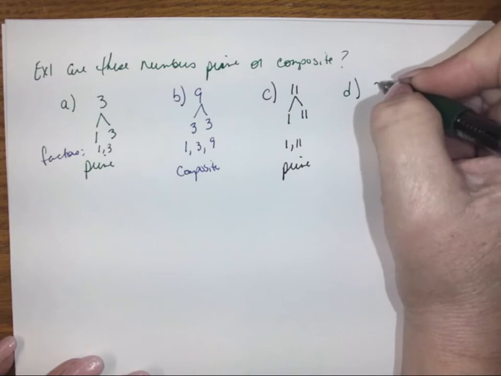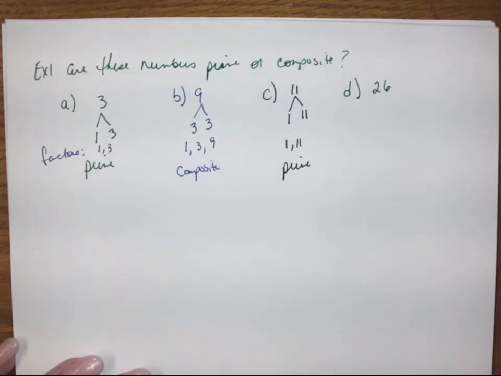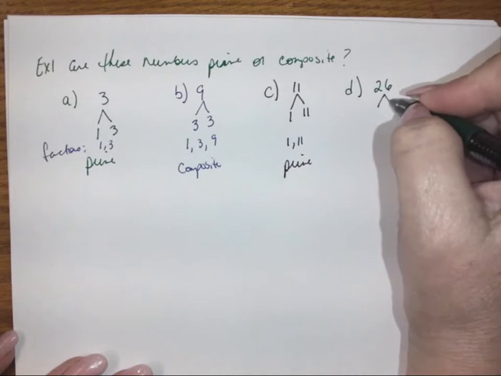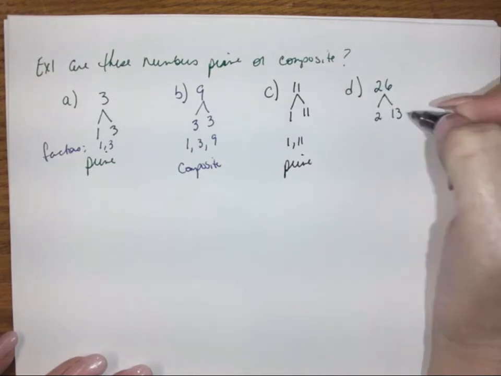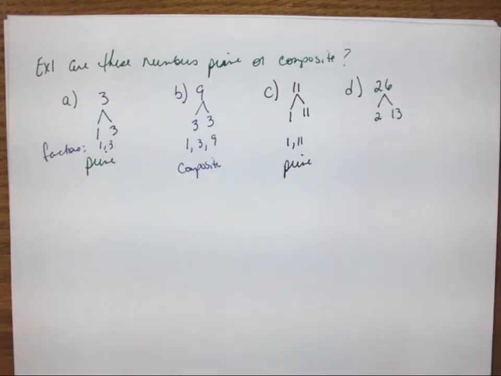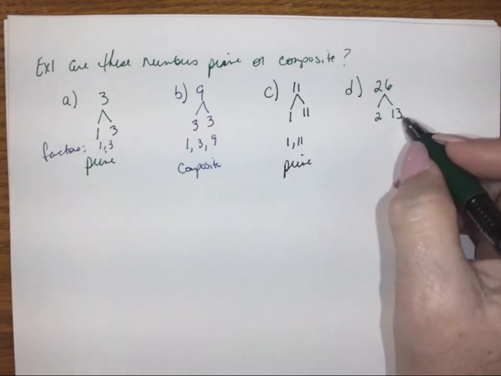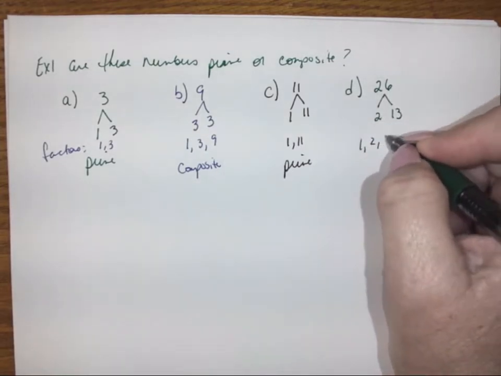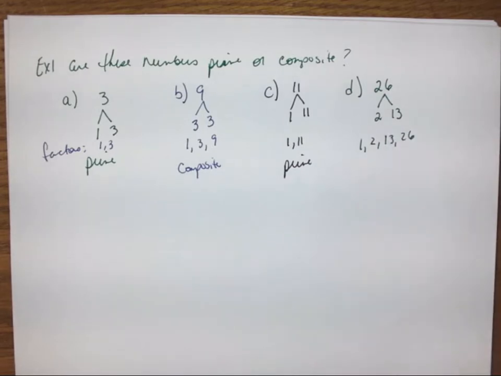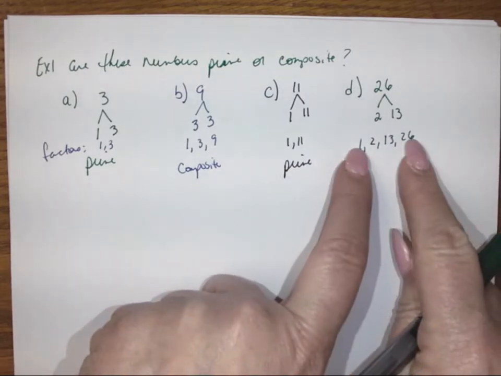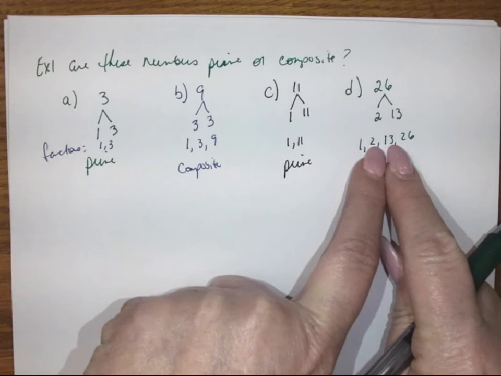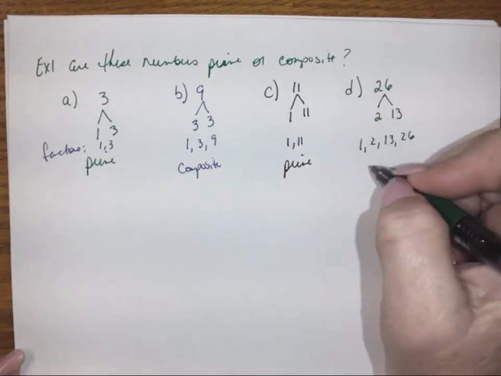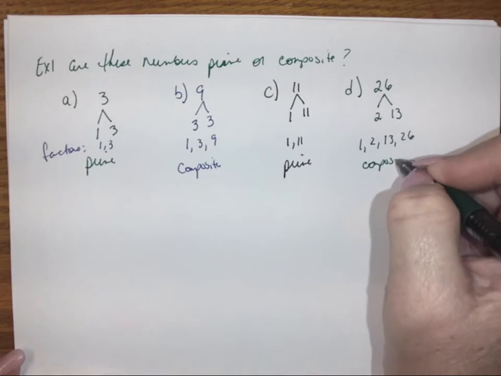If we look at 26, well, 26 is an even number, so I know it divides by 2. That would be 2 times 13. So my factors, because 13 is prime and so is 2, would be 1, 2, 13, and 26. 1 times 26 gets us 26. 2 times 13 gets us 26. Because I have more than just 1 and itself, it's going to be composite.